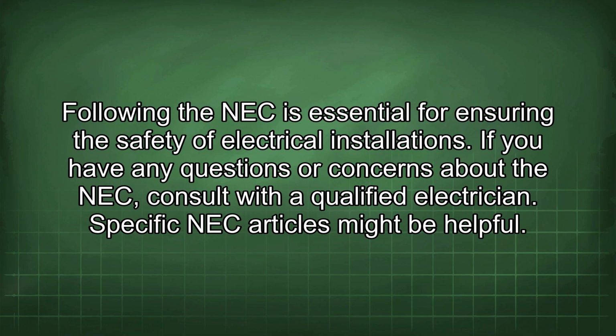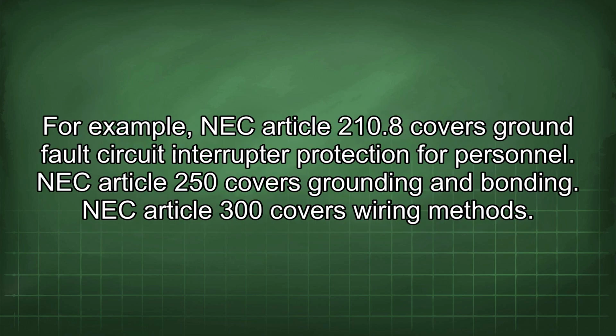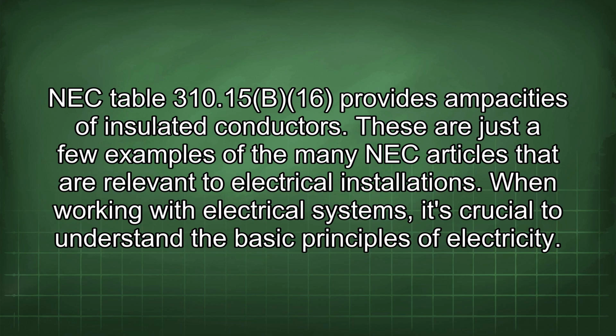Specific NEC articles might be helpful. For example, NEC Article 210.8 covers ground fault circuit interrupter protection for personnel. NEC Article 250 covers grounding and bonding. NEC Article 300 covers wiring methods. NEC Table 310.15(B)(16) provides ampacities of insulated conductors. These are just a few examples of the many NEC articles that are relevant to electrical installations.